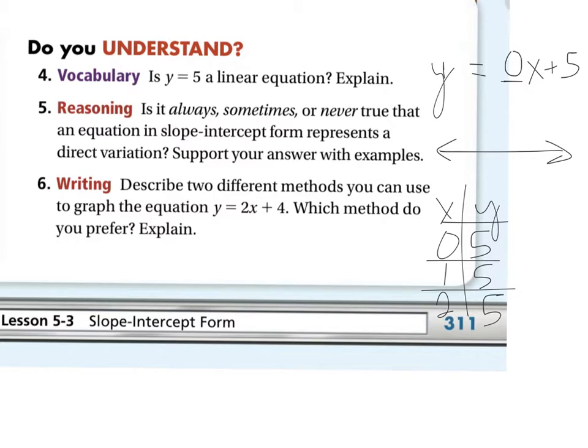Back on page 308, it talked about a linear equation. It says an equation that models a linear function. So if we have a function, then we have a linear equation. So just one more little side note here on this one. If the equation, instead of y equals 5, was x equals 5, x equals 5 would actually be a vertical line. A vertical line is not a function, so that would not be a linear equation.